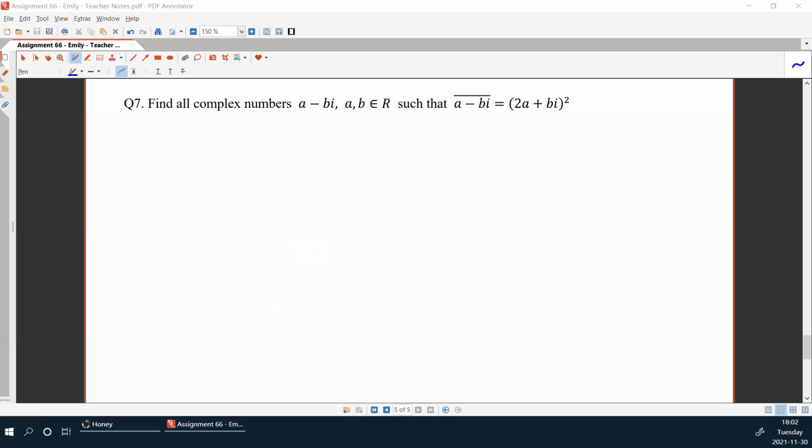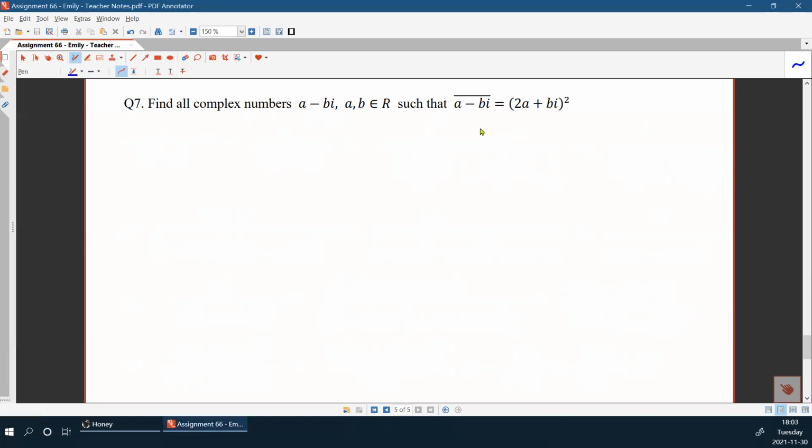All right, question 7. Find all complex numbers a minus bi, where a and b are real numbers, such that the conjugate number of a minus bi equals 2a plus bi squared. Okay, again, first of all, we need to simplify this equation, right? Otherwise, if you have a conjugate sign here, it's not very easy to solve. So the original equation is a minus bi conjugate equals the square of 2a plus bi.